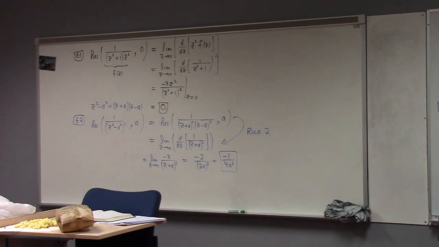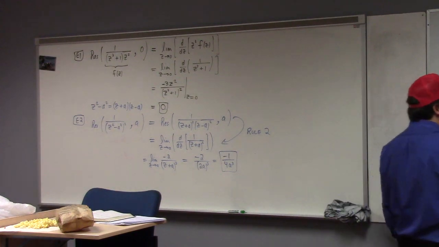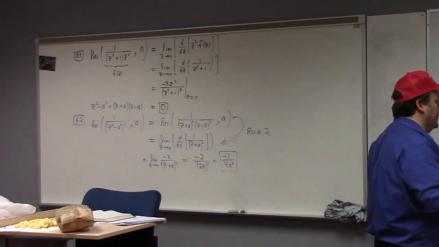And then finally this one, we'll use rule 4 finally. Using rule 4, we get 1 over 2z, evaluated at z equals i, which gives us 1 over 2i, or if you like, minus i over 2. Rule 4.